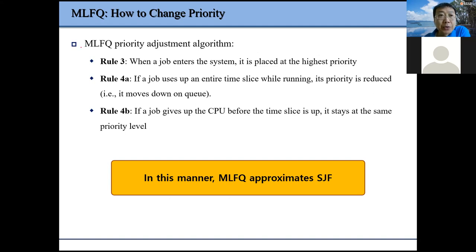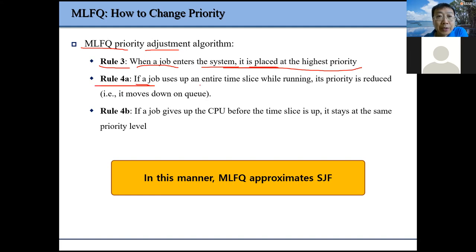As I mentioned, we need to adjust the priority. Rule three: when a job enters the system, it is placed at the queue with the highest priority. Of course, when a job enters the system, we follow first in, first out, because that's a queue. It's just based on the time we enter the queue.